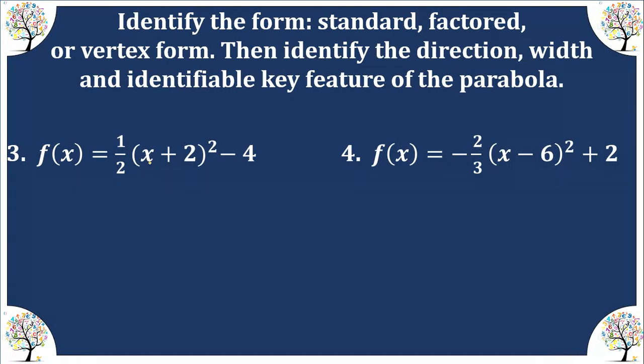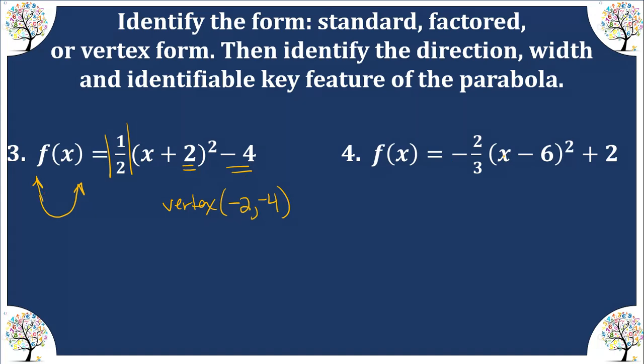Number 3 is in vertex form. So our vertex for this parabola is -2, -4. If you noticed in our formula, it was x minus h, so it's the opposite of what we intuitively think. Now, let's take a look at the a value. Our a value is positive, so it turns up, but it's between 0 and 1. The absolute value of it is between 0 and 1, so it is a compression, meaning our parabola is a little bit wider than the parent function.